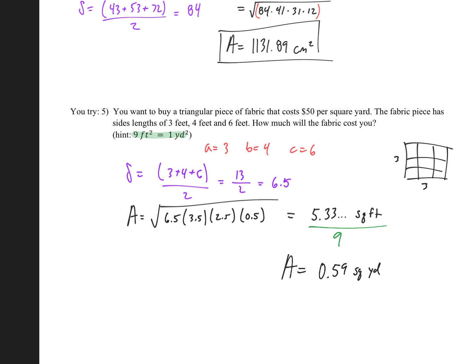So all I do is divide by 9. There are a bunch of decimals there that I'm not getting rid of, I'm just not writing them down. They are still there on my calculator. And so now I'm going to take that answer without doing any rounding and multiply it by 50, because that's the price per square yard.